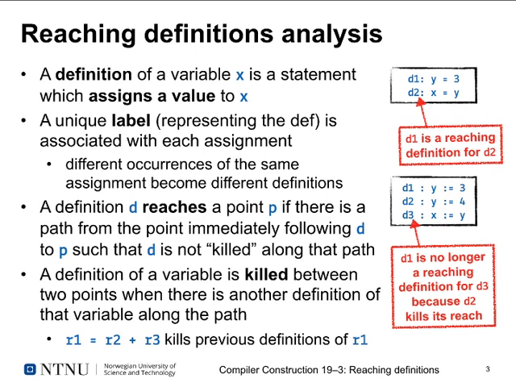In the example below, we have another instruction in between. So we have the first instruction y equals 3, the second instruction y equals 4, and the third instruction x equals y. So D1 here is no longer a reaching definition for D3, because we have another assignment in between, which assigns a new value to y. So here we see that the definition of a variable is killed between two points when there's another definition of that variable along the path. For example, an assignment r1 equals r2 plus r3, of course, kills any previous definition of r1 that came earlier in a path.